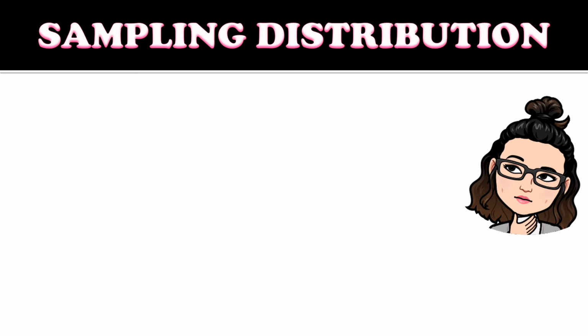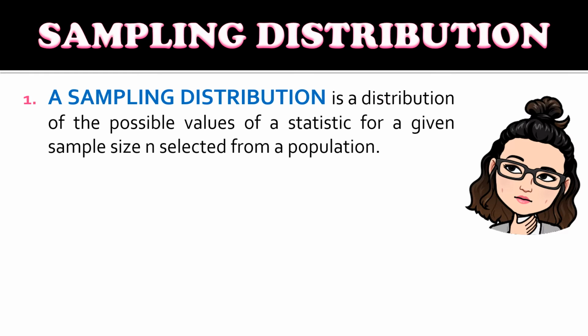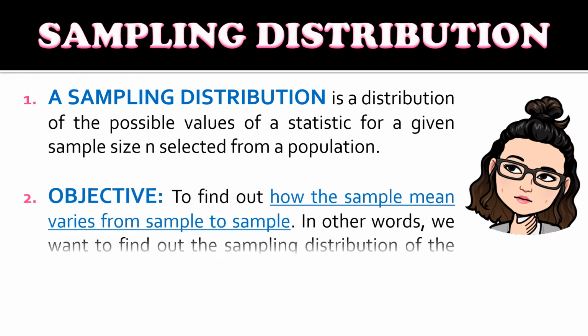Next, we have sampling distribution. So what is a sampling distribution? It is a distribution of the possible values of a statistic for a given sample size n selected from a population. Its objective is to find out how the sample mean varies from sample to sample. In other words, we want to find out the sampling distribution of the sample mean.